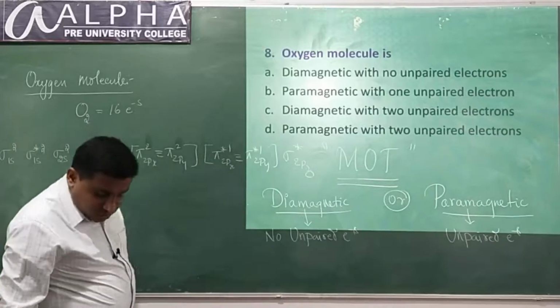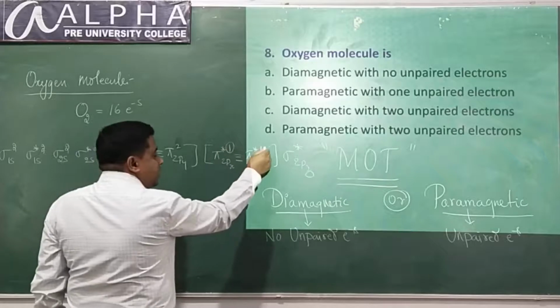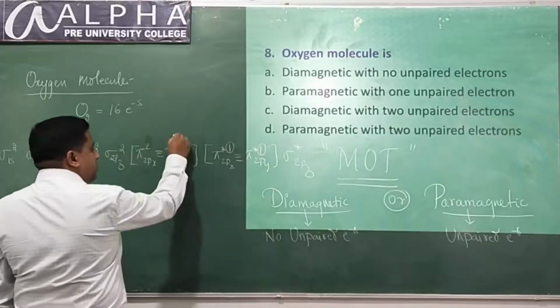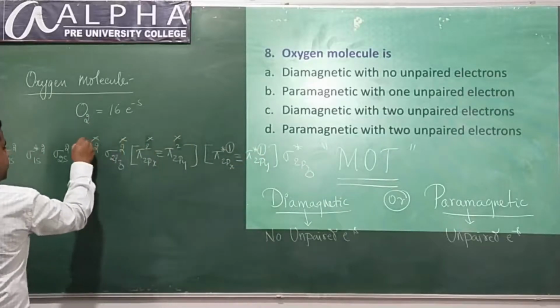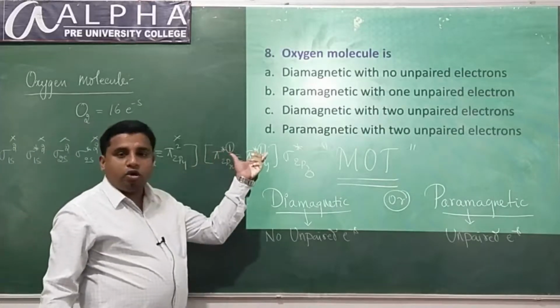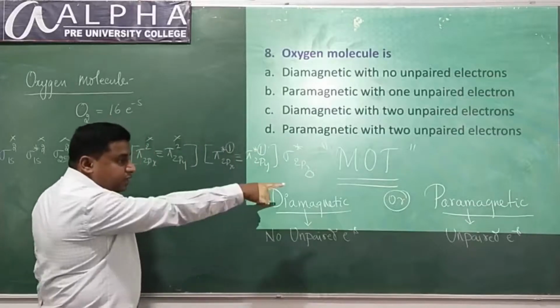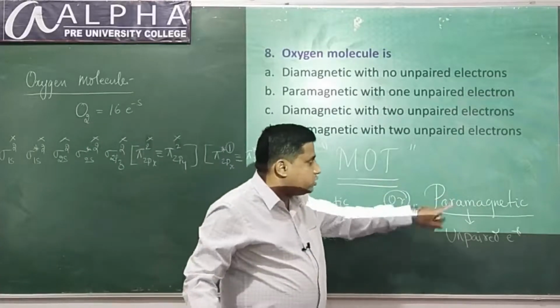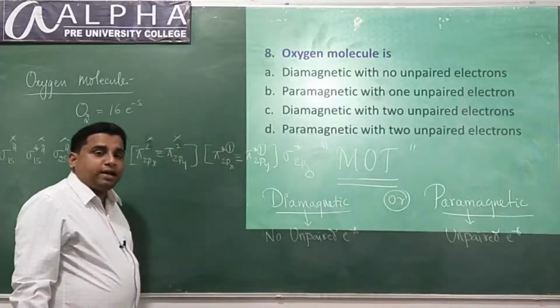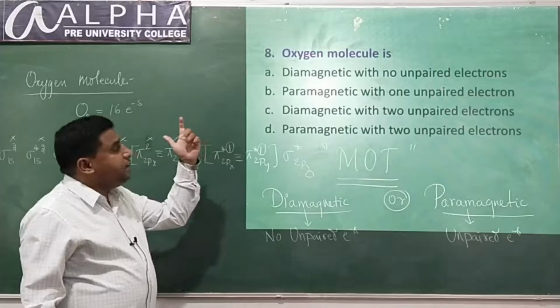Now observe, students. All of these are paired electrons, isn't it? Now we have two unpaired electrons in the pi star orbitals. Therefore, oxygen molecule is what? If there are unpaired electrons, the molecule is paramagnetic. So there are two unpaired electrons, hence oxygen molecule is paramagnetic.